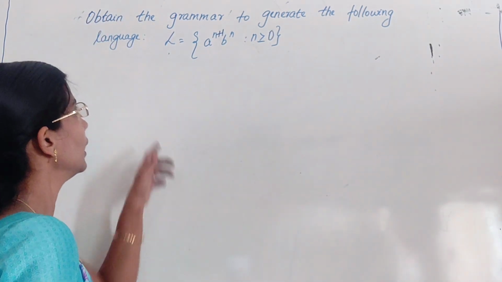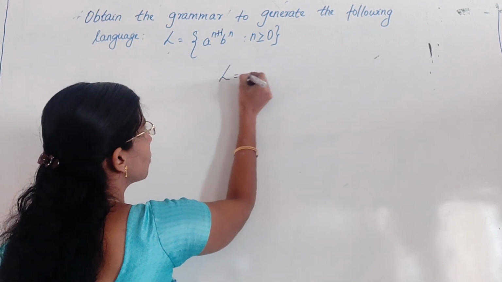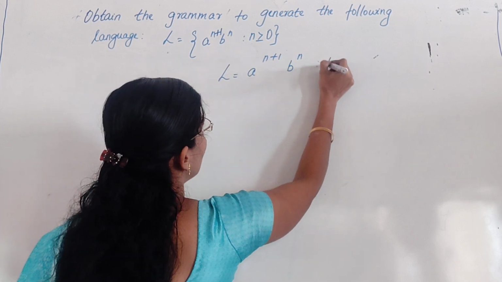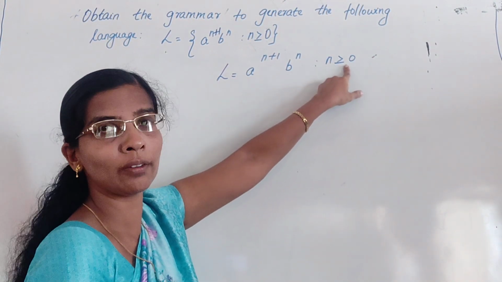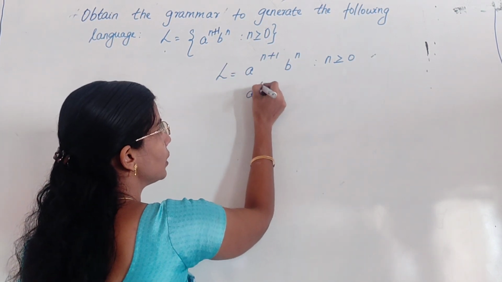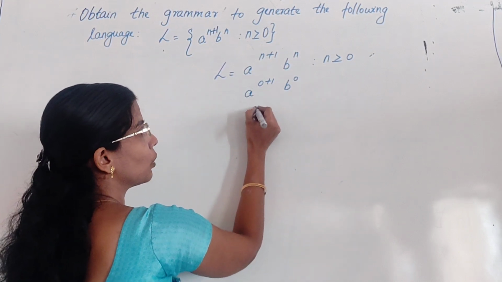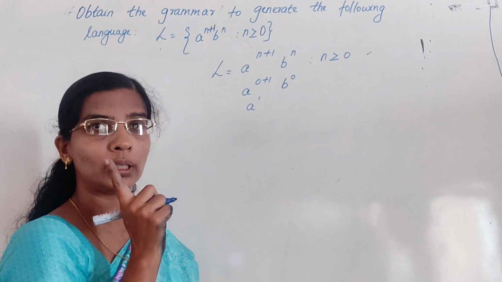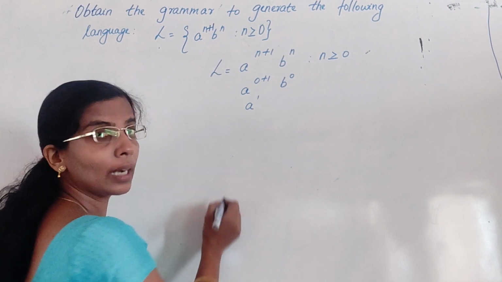Look at this sum. Language is given: L = {a^(n+1) b^n}, n is greater than or equal to 0. Even if you take the minimum n value, the minimum n value is 0. When you apply 0 here, a^(0+1) b^0, that is, 0 plus 1 is a^1, now b^0. So the minimum is 1 a. The minimum is 1 a.